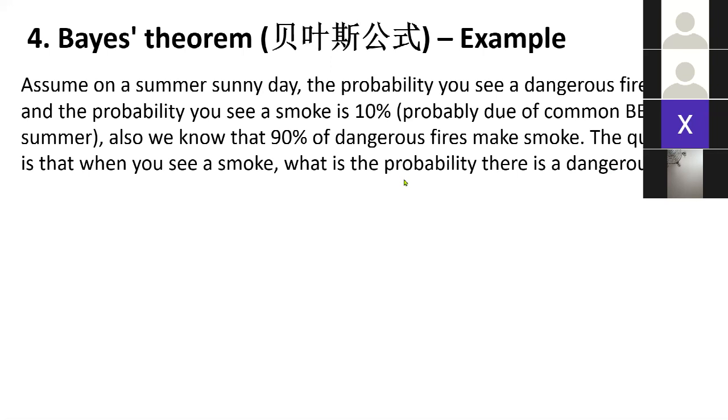Okay, so how do we solve this? We want to know the probability of there is a dangerous fire, right? And given the condition that you see a smoke. So let's first denote these two events with two letters. Okay, event A is what we are concerning, right? So event A is there is a dangerous fire. Okay, so what is event B? Event B is you see a smoke.